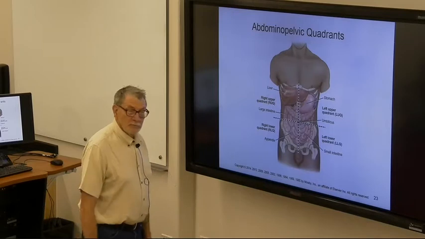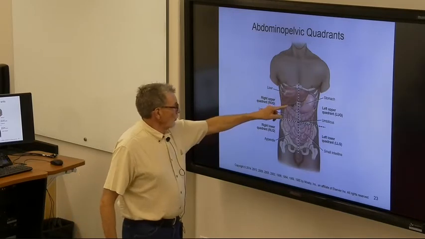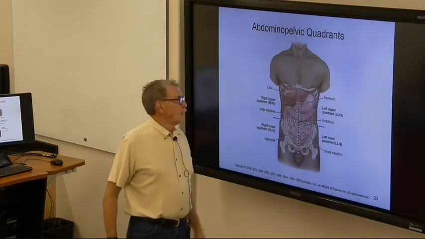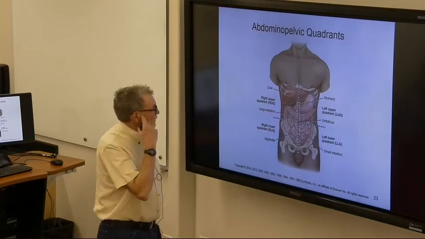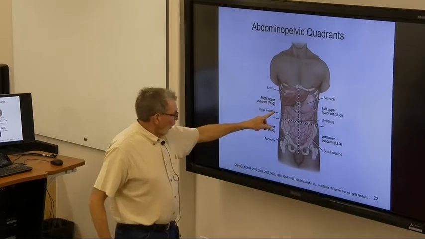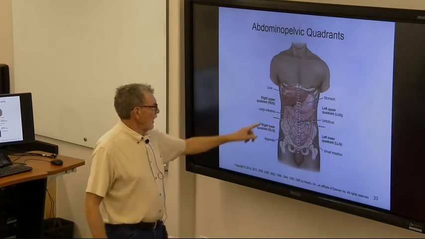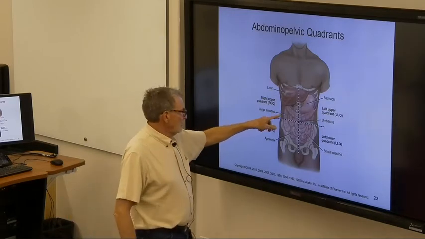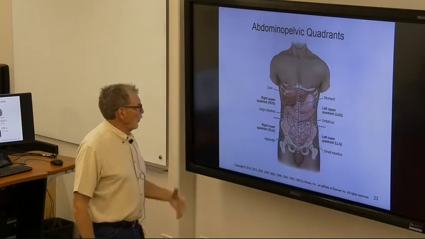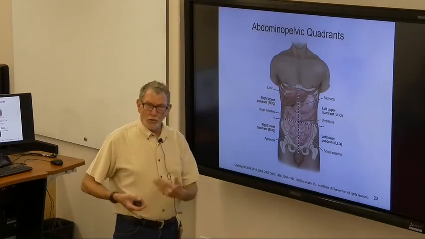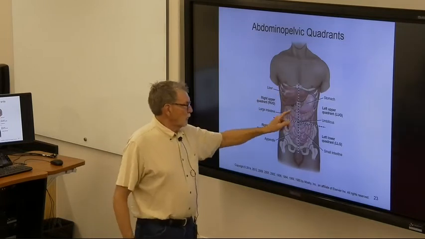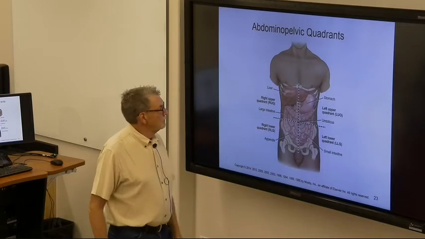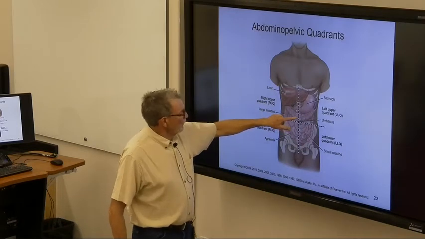Most of your liver and your gallbladder. So if you have gallstones, it's going to hurt in the right upper quadrant. Part of your large intestine, but not a part that is very commonly cancerous or inflamed. So right upper quadrant is more likely to be liver or gallbladder related. Left upper quadrant is most of your stomach, your pancreas, your spleen, part of your intestine here.